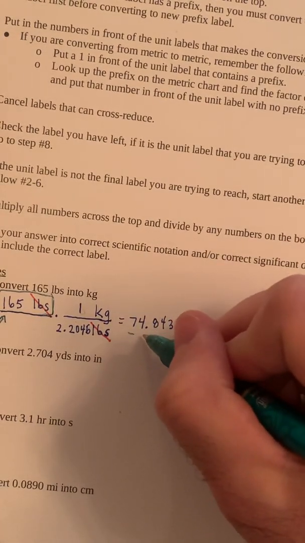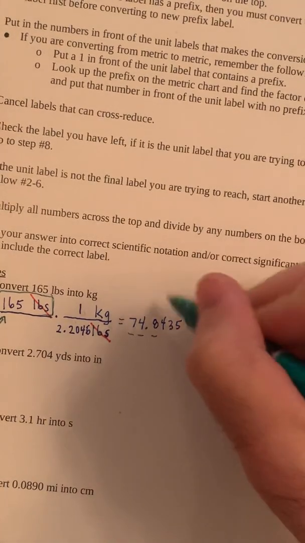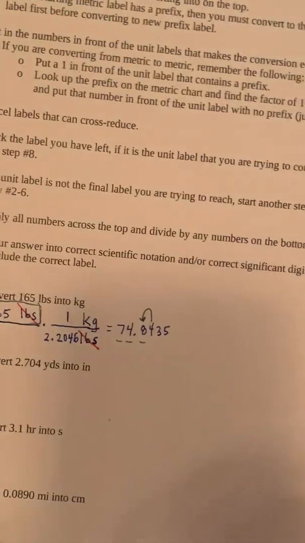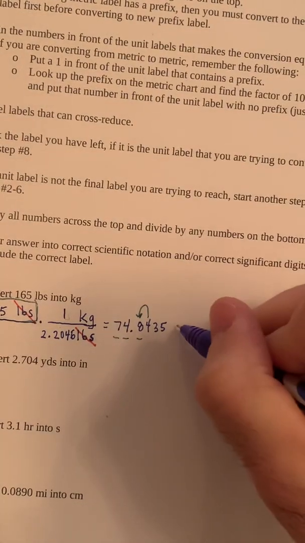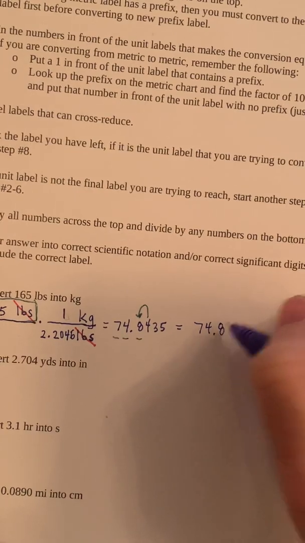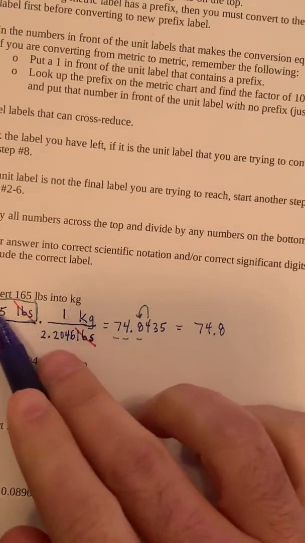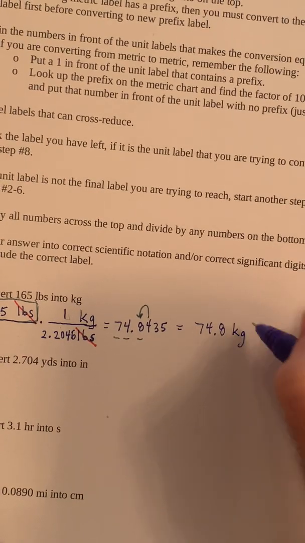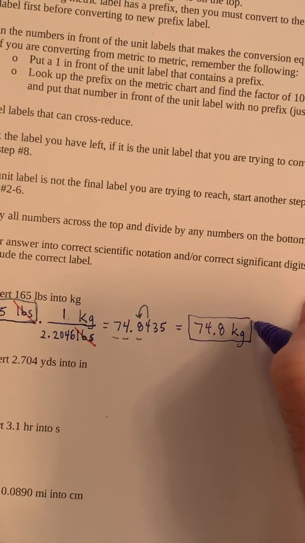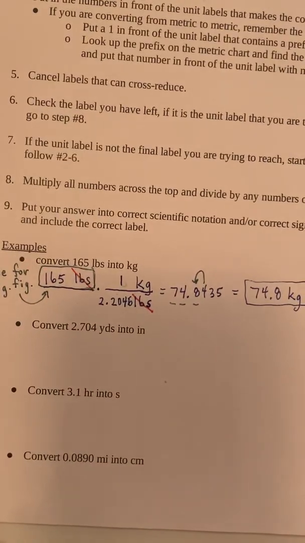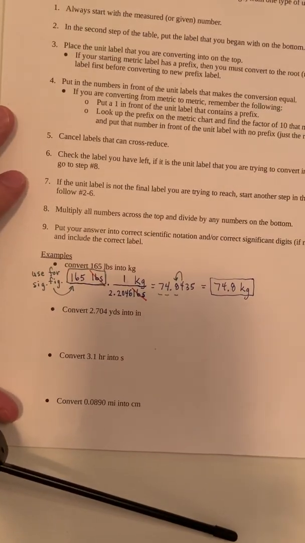So it's going to be the 7, the 4, and the 8. And we look here and see if the 4 rounds the 8 up. It does not, by normal math rounding rules. So we end up with 74.8. And then our label that we're left with is whatever's left here, which is kilograms. And that's our answer. So that's what your problem should look like.